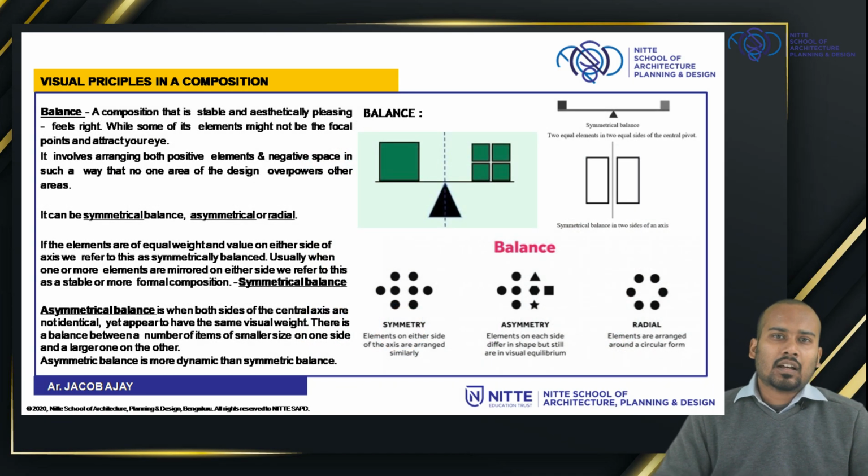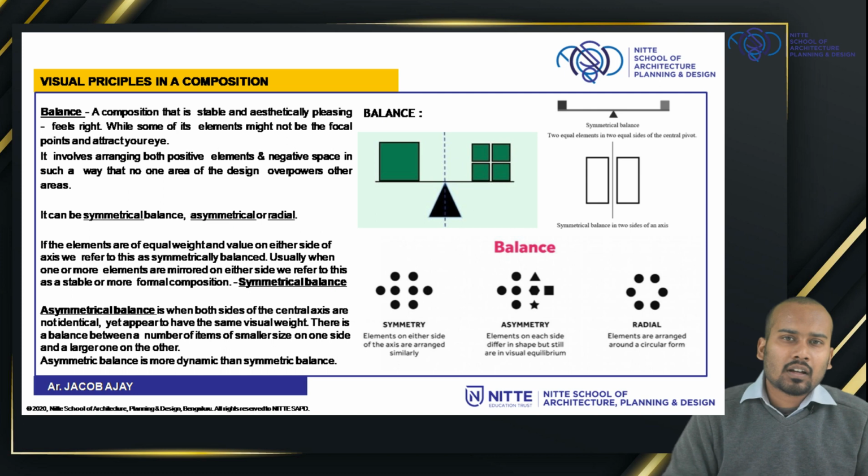What is balance? A composition that is stable and aesthetically pleasing, something that feels right, while its elements need not be the focal points and attract your eyes. So balance is of three types. One is symmetrical balance, asymmetrical balance, and the other one is radial balance.